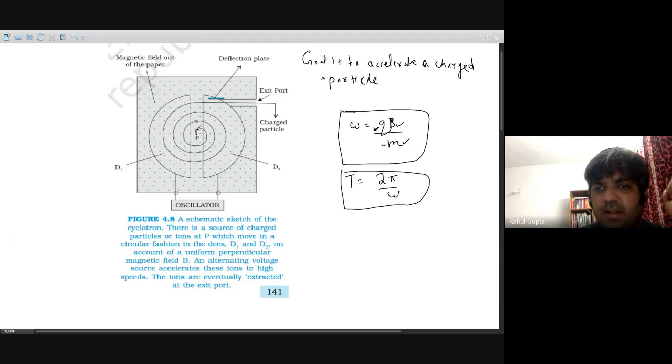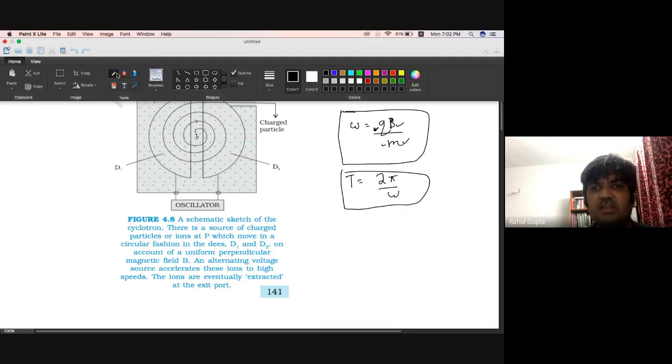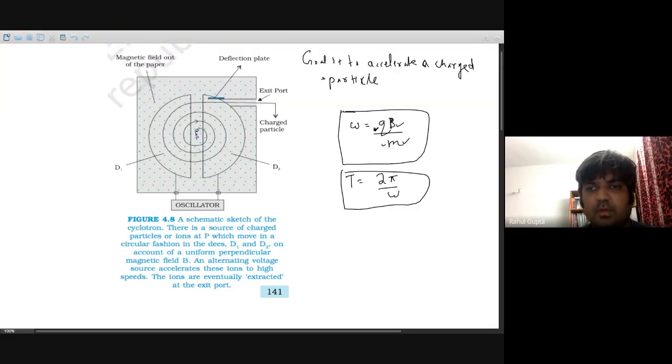So a charged particle entered from here and let's say reached this point. It was destined to complete a circle like this. You get it? Because the motion will be circular motion that we just studied. So a charged particle was moving like this and it was destined to complete a circle like this. Any problems? Do you get what I'm saying?